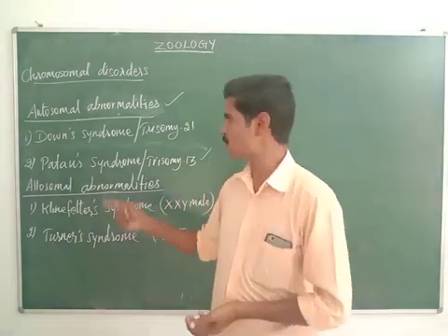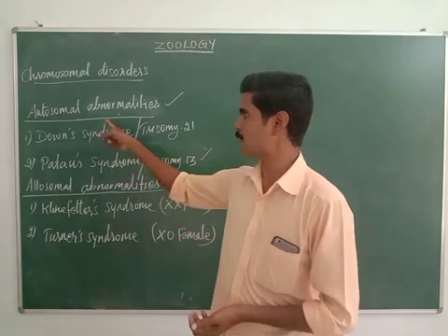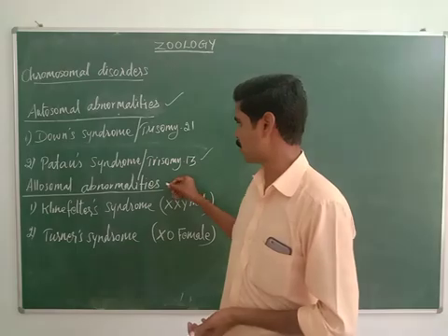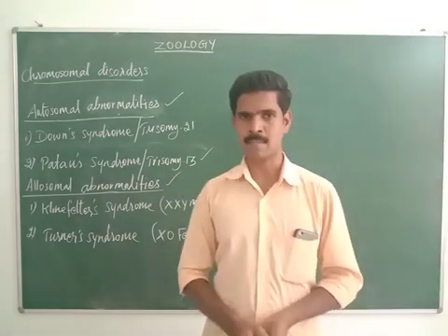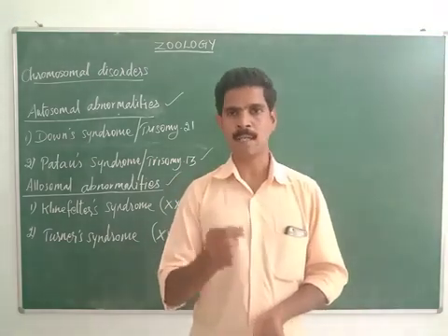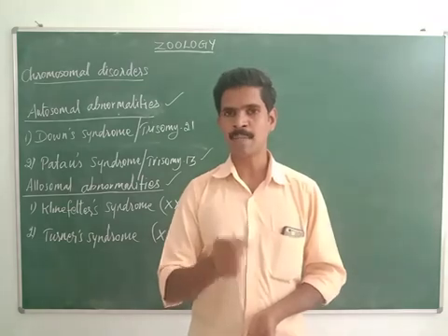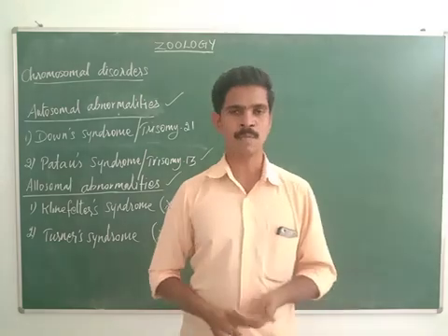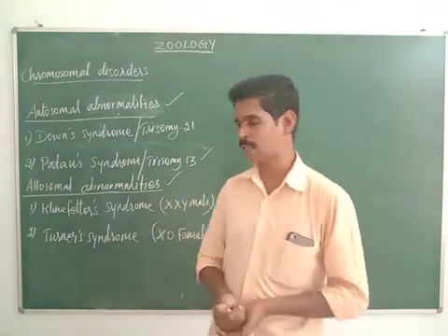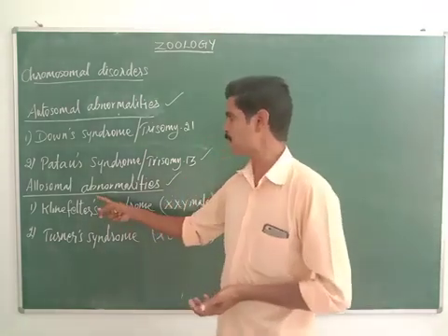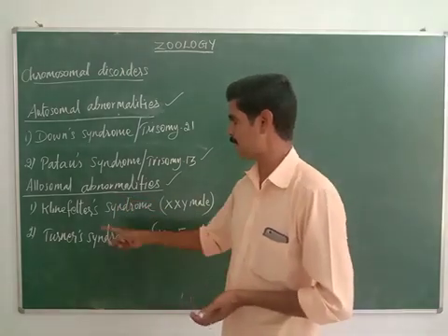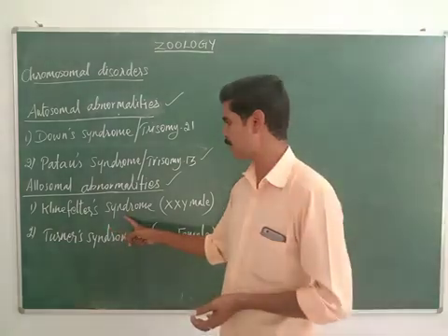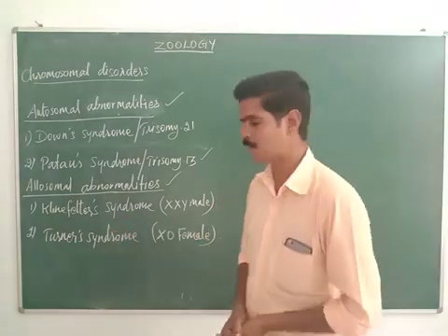Understand? So dear students, now we completed the two examples for the autosomal abnormalities. Now we are going to study about the allosomal abnormalities. Allosomes, you all know, are the chromosomes which determine our sex. So in the sex chromosomes also some abnormalities take place. Examples for allosomal abnormalities are Klinefelter syndrome and Turner syndrome. Listen very carefully, dear students.